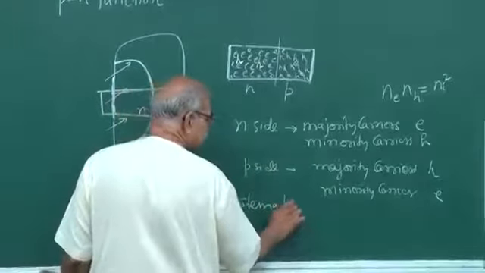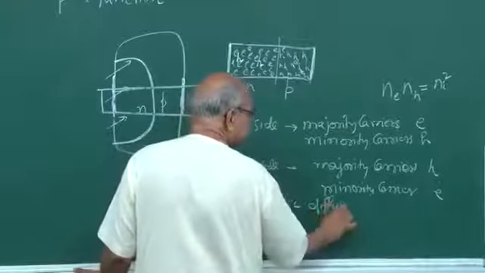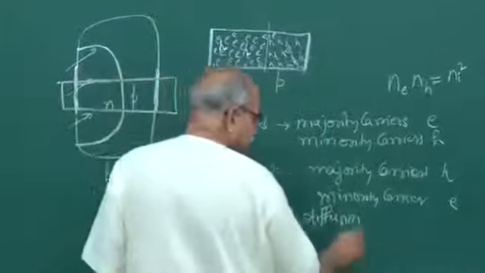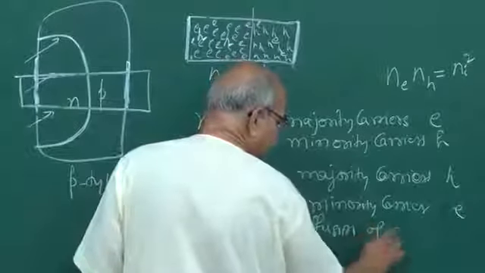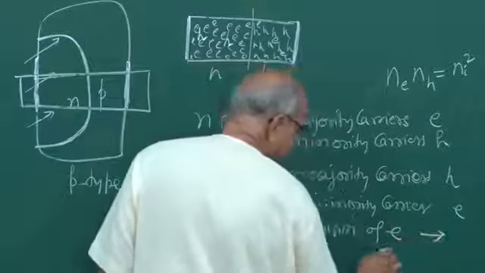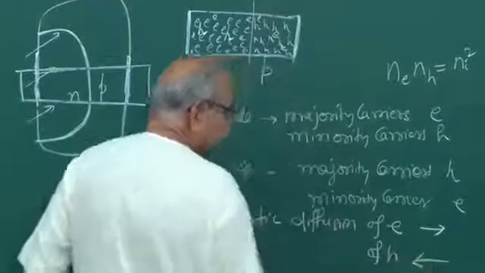So, if this is the situation, you will have a systematic flow, we call it diffusion, systematic diffusion. Diffusion itself is some kind of systematic flow. So, of electrons in this picture, it will be from left to right, and of holes in this picture, it will be right to left.